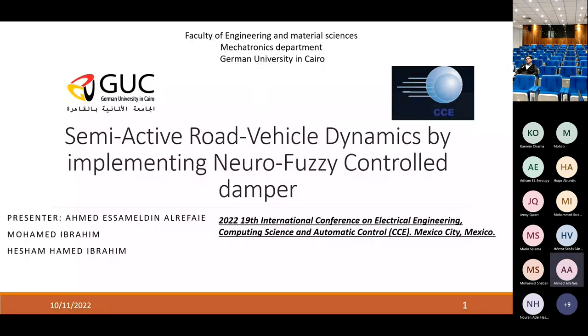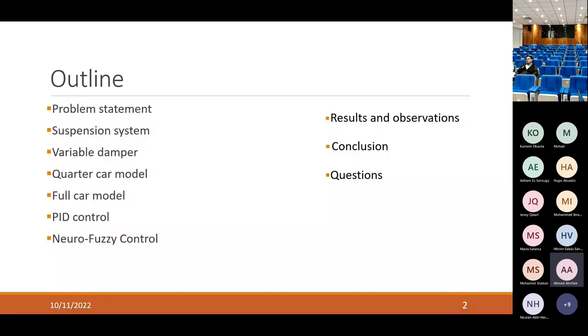Going into the outline, I'll be presenting the problem statement and then a brief description of the suspension system used in our paper, then the variable damper explanation, going into the quarter car model, full car model. These are the models that are implemented on different control techniques, such as the PID controller and the Neuro-Fuzzy controller. Then going into the results and the observations, conclusions, and room for any questions.